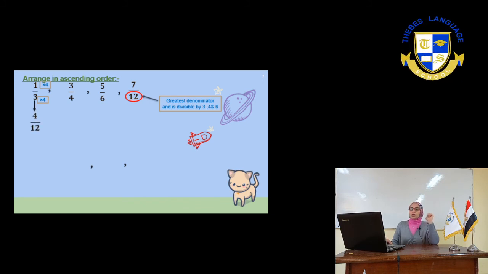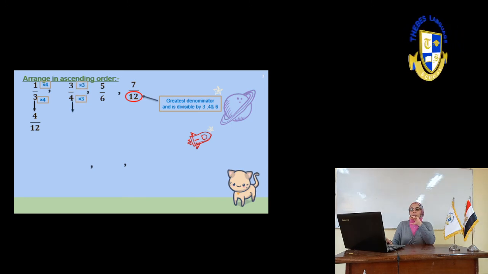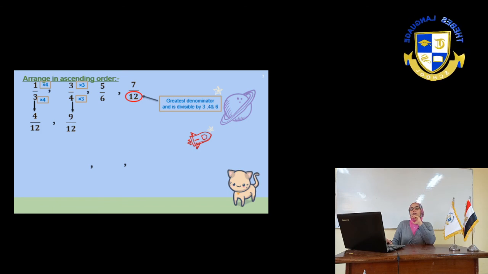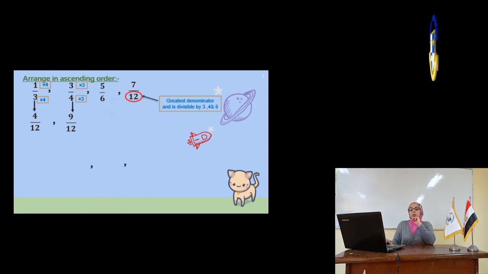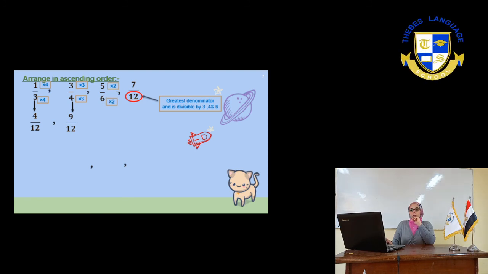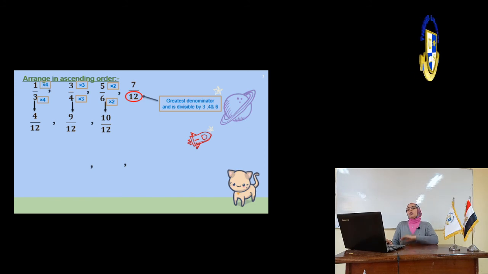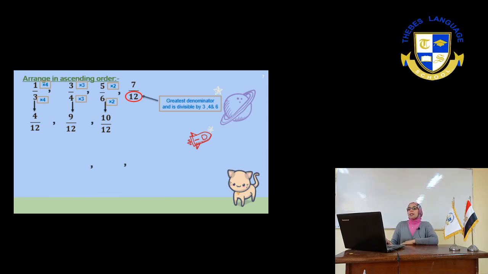If we want to convert 4 into 12, we will multiply up and down by 3. It will be 9 over 12. If we want to convert 6 into 12, we will multiply numerator and denominator by 2. It will be 10 over 12. Okay. Now, 7 over 12, write it as it is.